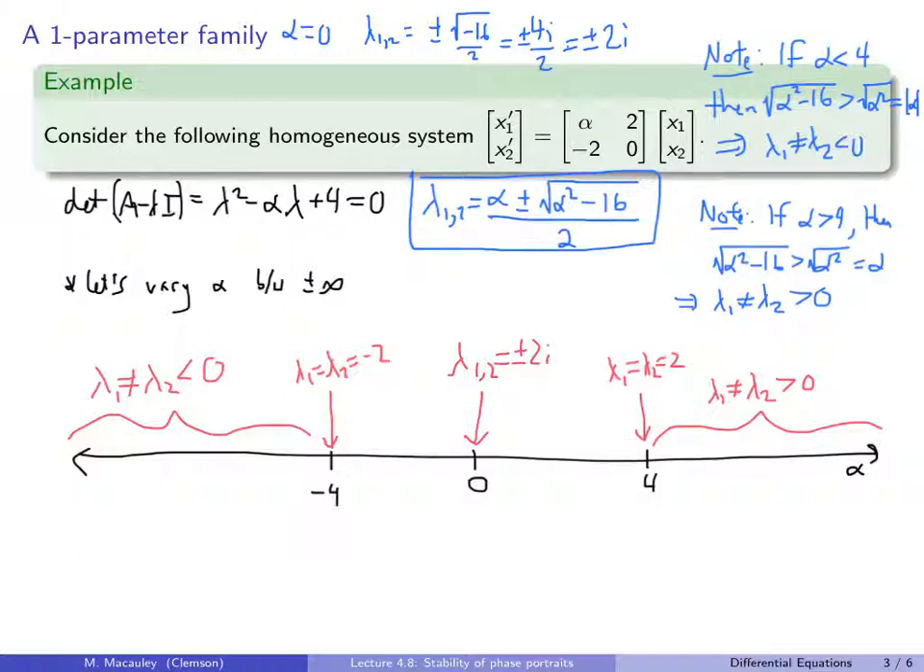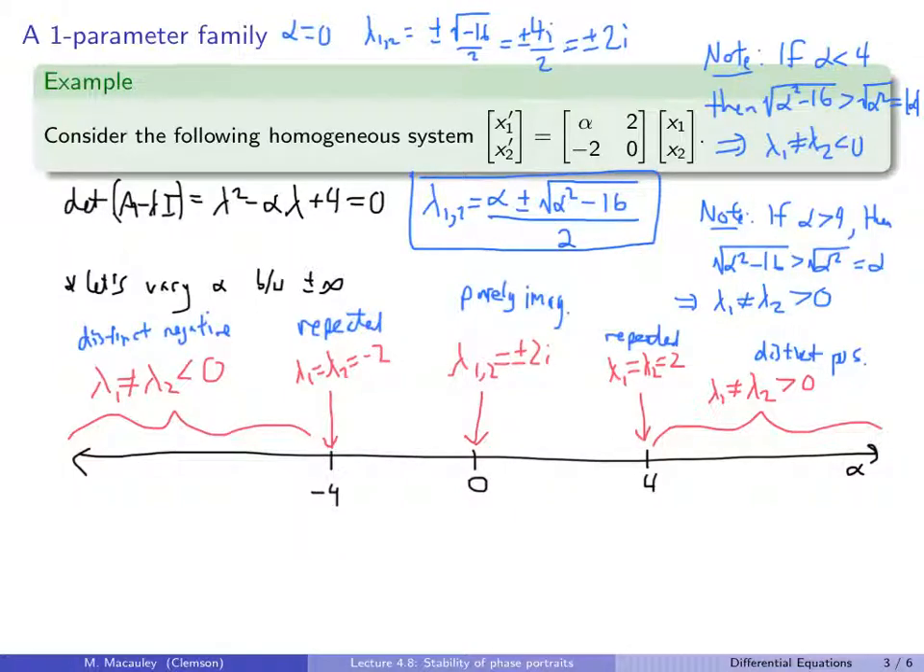So let me say up here, this is distinct negative. Over here we have distinct positive. Here we have purely imaginary. And then here we have repeated. And over here we have repeated.